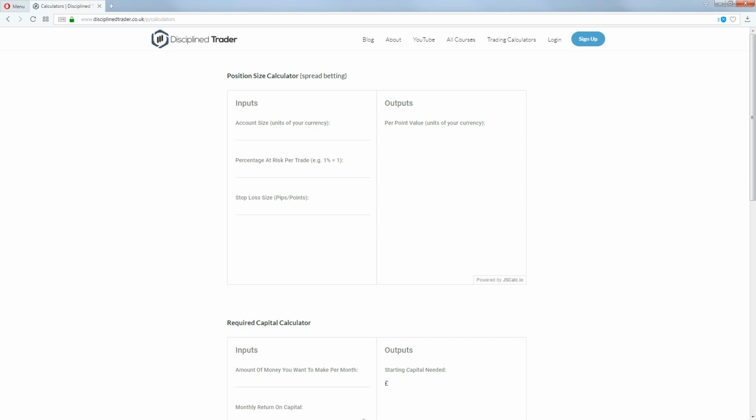The position size you need to trade at to risk the correct amount of money will then appear under the per point value heading in the Outputs section. Simply enter this number when placing your trade and you'll be trading at the correct position size for the risk parameters you set.